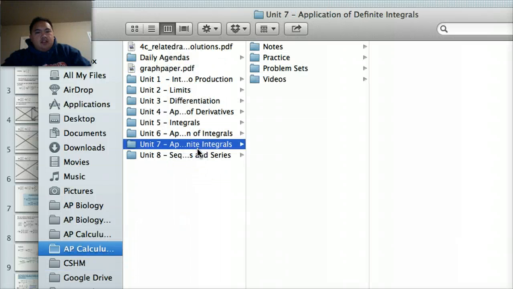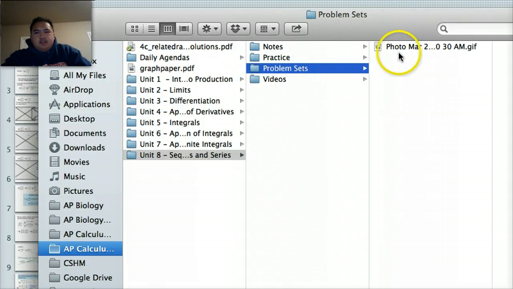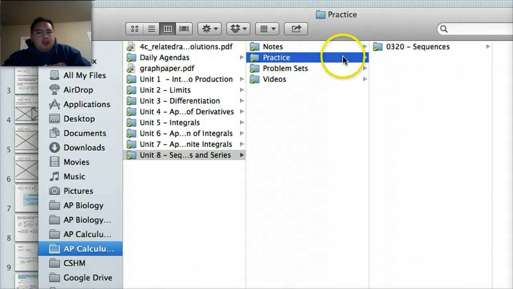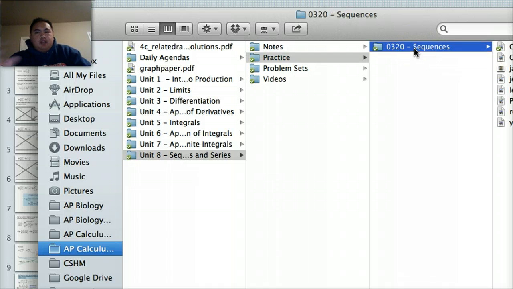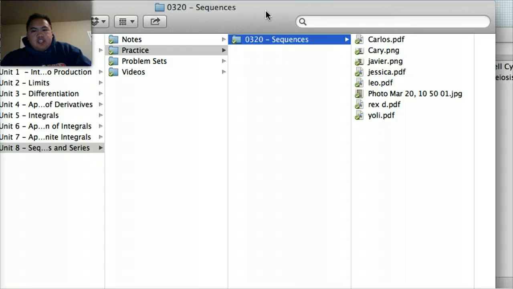Unit 8, practice. I don't know if people put it somewhere else or haven't uploaded it yet. I know some people emailed me they didn't finish, but I have Carlos, Carrie, Javier, Jessica, Leo, Rex, and Yoli, and then there's a whole bunch of people that have no idea where they're at. So somehow by today, get it in the Dropbox so I can verify that you understand sequences.